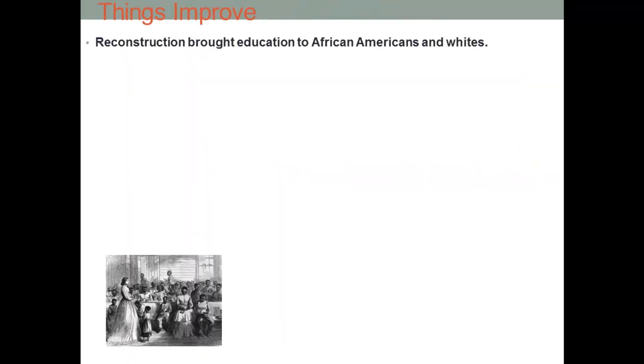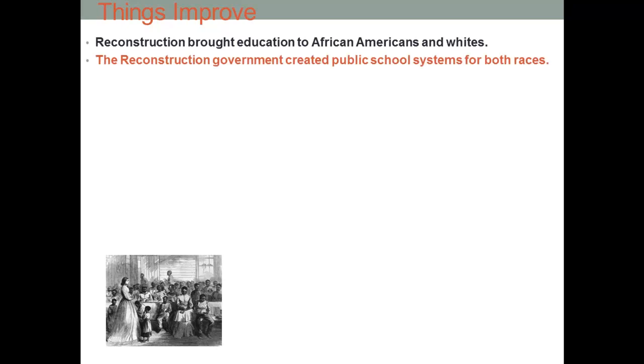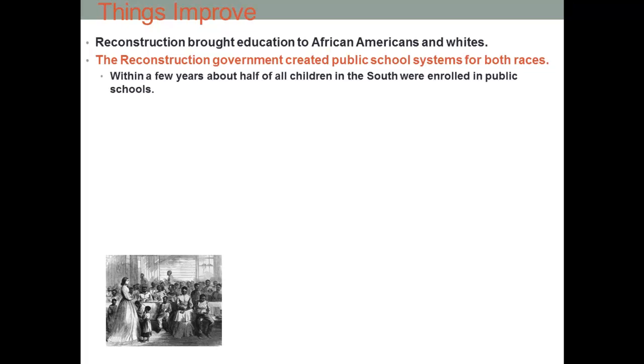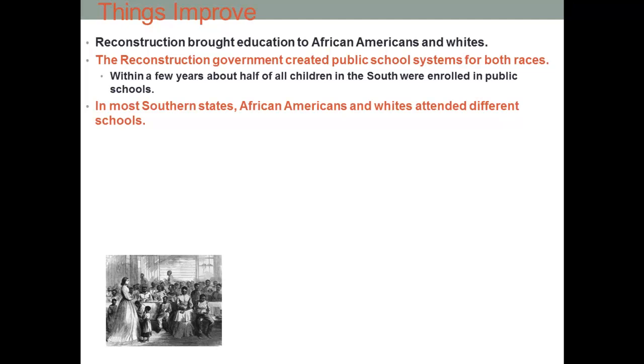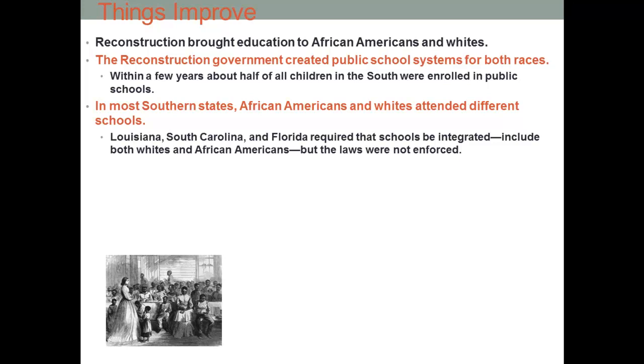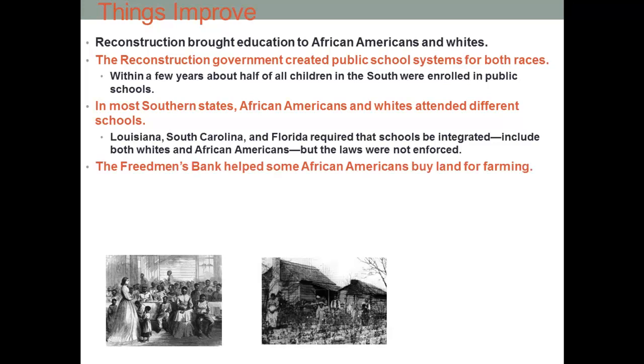Reconstruction did bring improvement to education for African Americans and for the poor whites in the South. The Reconstruction government created public school systems for both races, and within a few years about half of all children in the South were enrolled in public schools. In most Southern states, African Americans and whites attended different schools, but Louisiana, South Carolina, and Florida required that their schools be integrated, meaning both whites and African Americans attend the same school. But the laws were not being enforced.